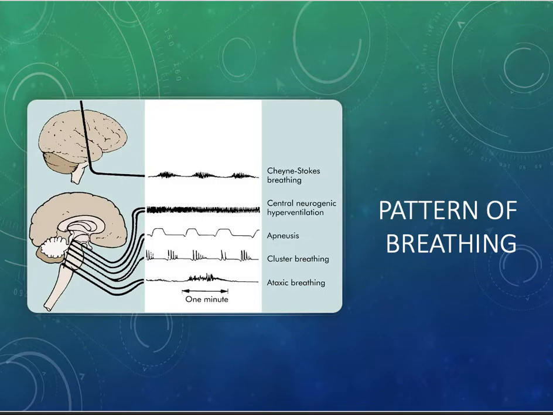Here we see ataxic breathing with severe brain damage, stroke, trauma, herniation of the brain. And then we can also see that with opiates, with severe opiate overdoses.